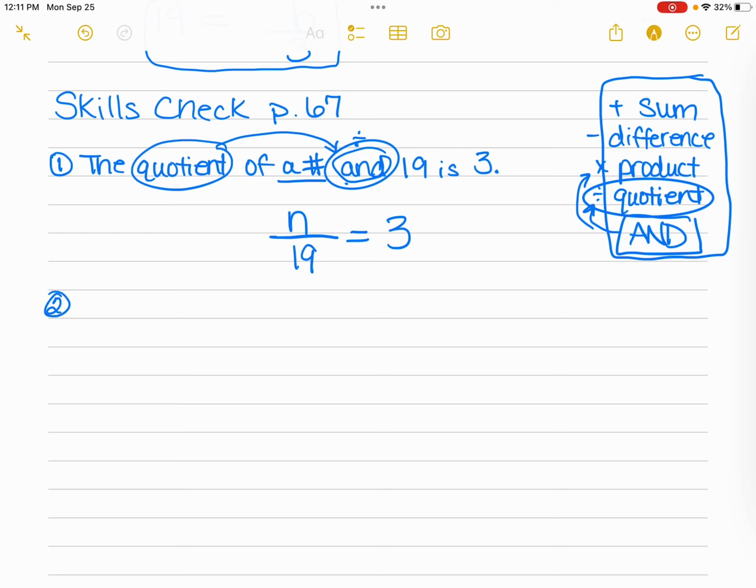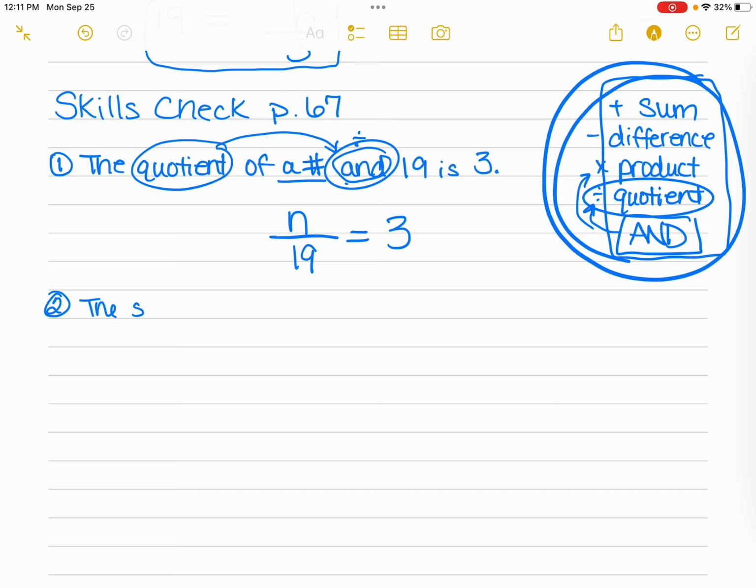Number 2 is another one that uses these words over here. It says the sum of a number and 18 is 31. So a lot of times I tell kids, if you don't even know where to start, at least write the is 31. So I have equals 31. Okay, now that's out of the way. Now I can work on the rest of this.